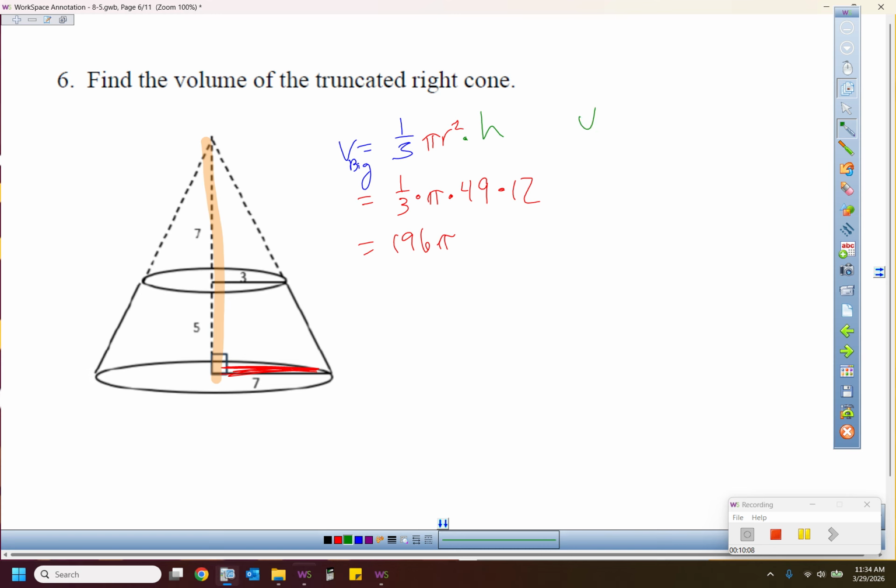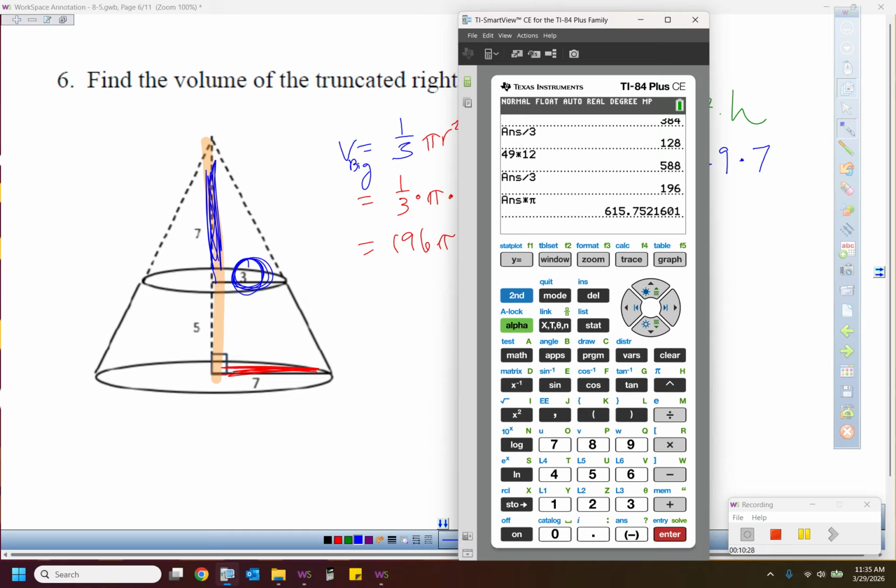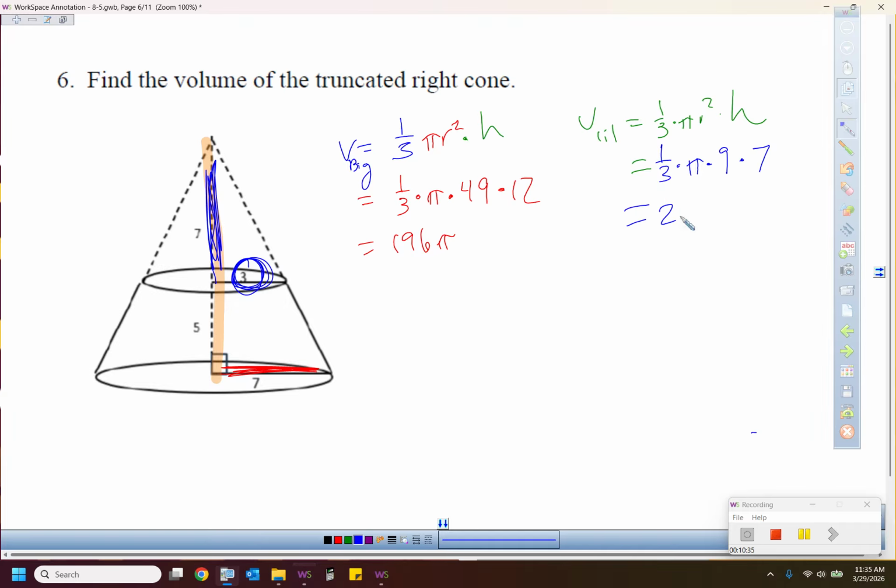Let's do the volume of the lil. 1/3 pi r squared times h. So 1/3 times pi times the radius is 3. So when you square that, you get 9. And the height of the lil is 7. So this is also going to come out nice. 9 times 7, and then divided by 3, and I got 21 pi.